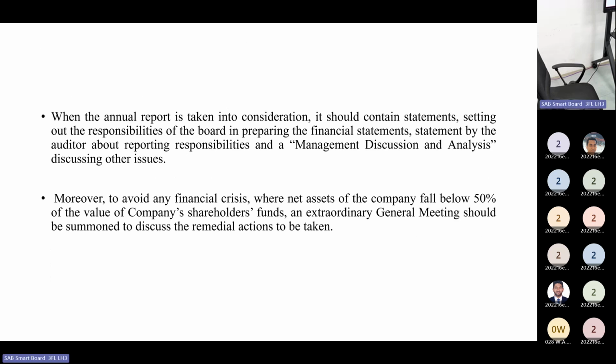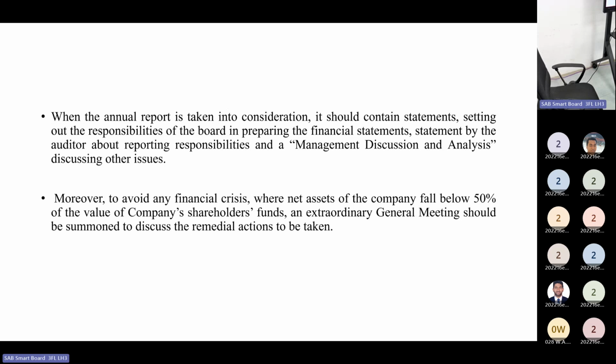When the annual report is taken into consideration, it should contain statements setting out the responsibilities of the board. There should be a statement telling what the responsibility of the board was with regard to its financial reporting.